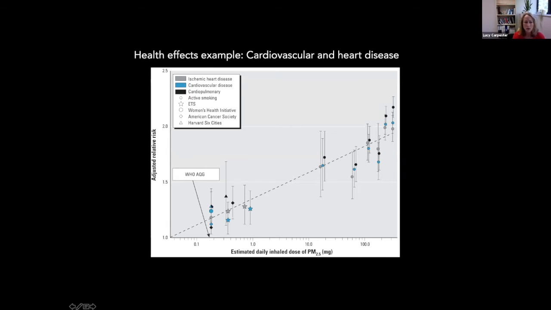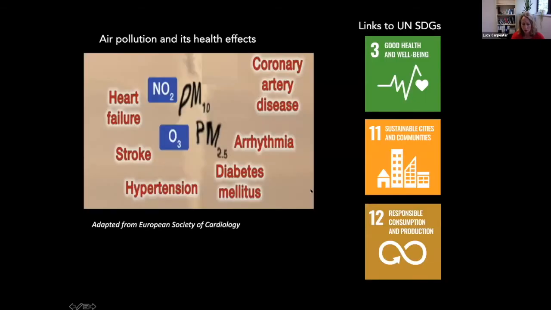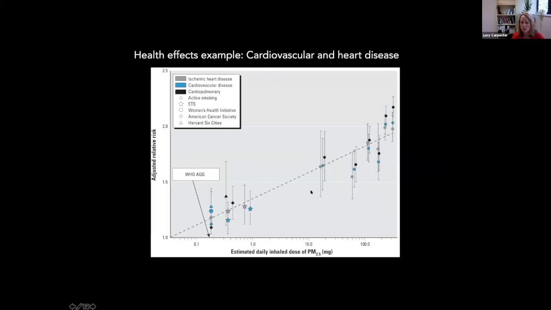And in this plot, we have a daily inhaled dose of PM2.5. So that's particulate material with a diameter less than 2.5 microns. And then the adjusted relative risk according to these different heart diseases. So down here, these data points come from air pollution studies. These data points up here in the top right come from smoking. So if you like, when you are breathing in particulate material, it's like a small dose of smoking.